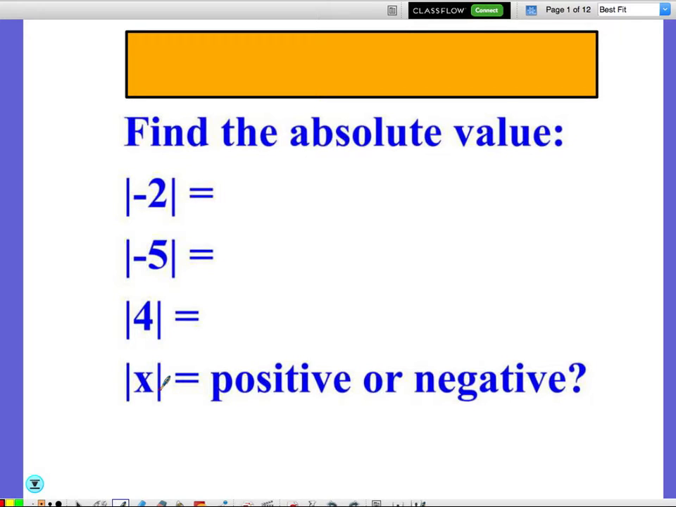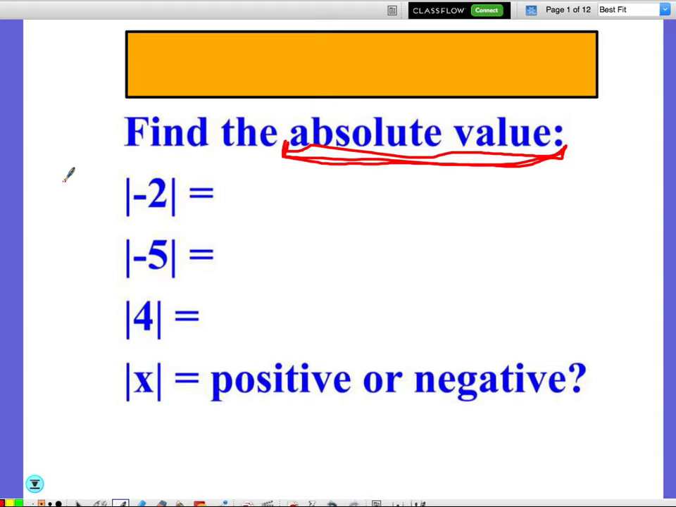Hello, and this video is going to be on lesson 2.1, graphing absolute value functions. Alright, so absolute value. Now, we may have to remind ourselves what is the absolute value of a number. And let's take a look at this first one, the absolute value of -2.